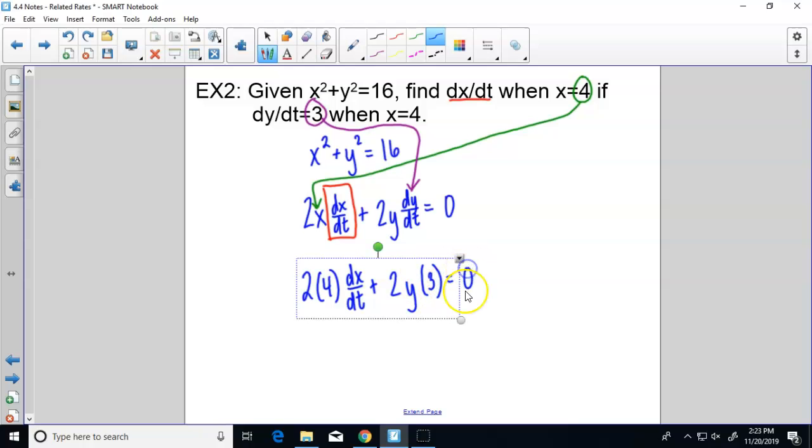we've got a problem here because I want to find dx/dt, but I don't know y. It did not tell me y. So any ideas of how we could find y?